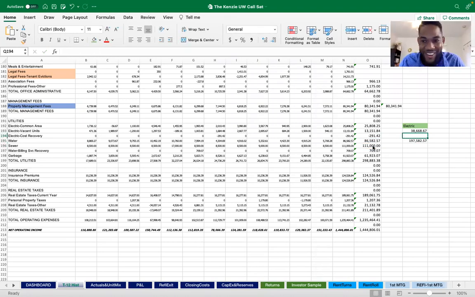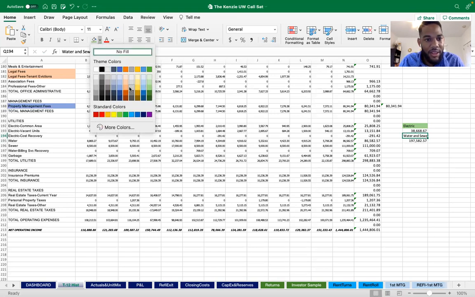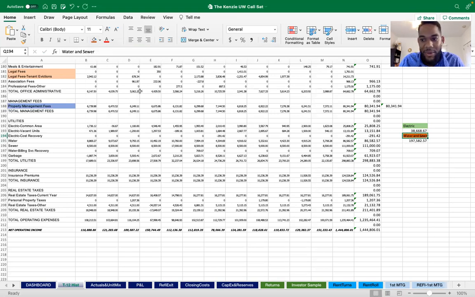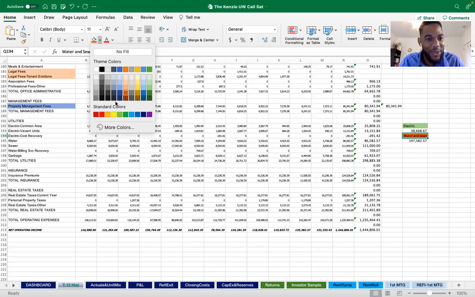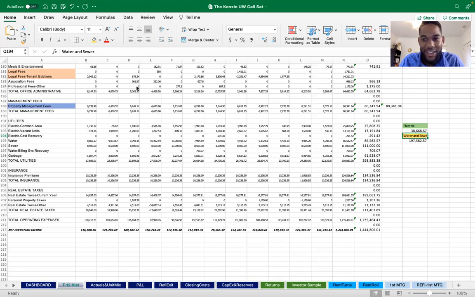All righty. So that's water and sewer. Anyone here have kids? You must feel like you're in your kids' coloring book right now, huh? All these color codes I have, but it helps me out, just breaking everything up.